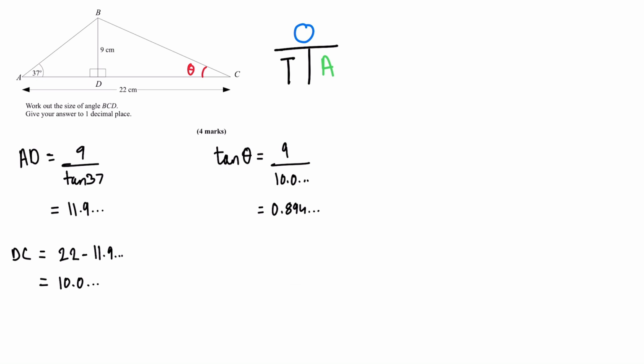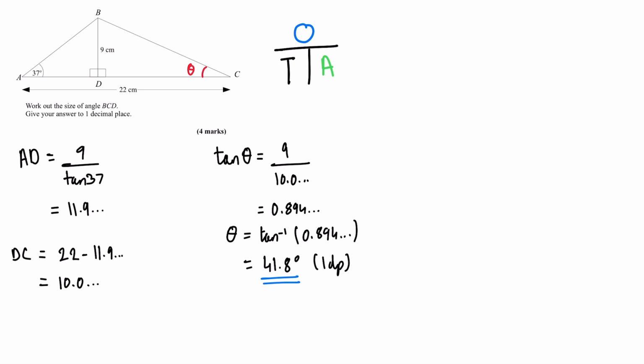And luckily here we only had to use a tan formula, but sometimes it's likely that they might give you a different angle that you're looking for. They might ask you for angle DBC, for example, and in that case you wouldn't be able to use the tan theta formula. You would have to use the sine formula or the cos formula, etc. So now if you just do the inverse of 0.894, you get 41.8 degrees. So that's pretty much the gist of trigonometry and how that works.